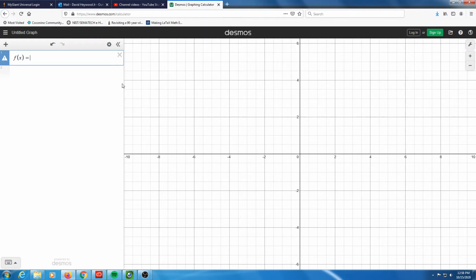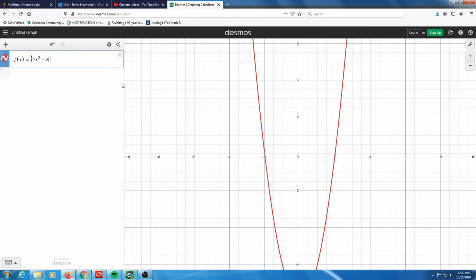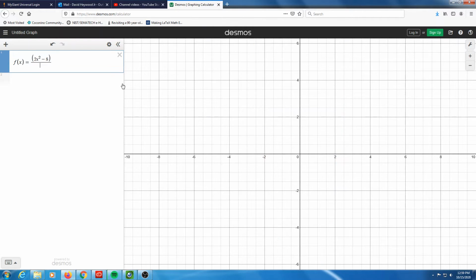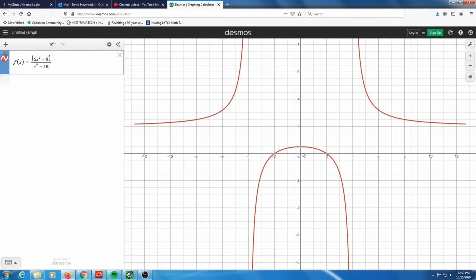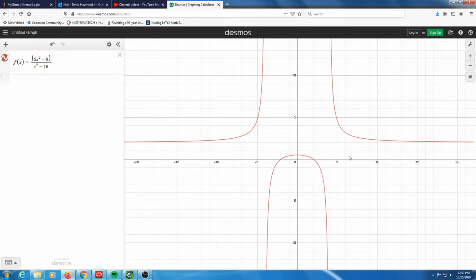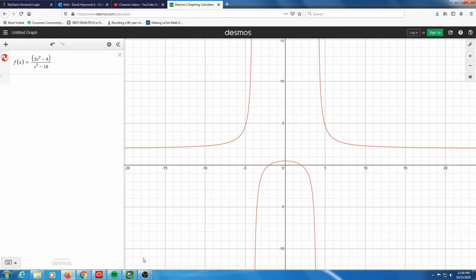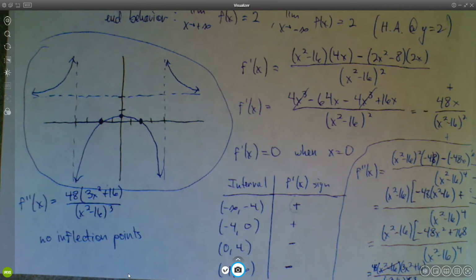So look at f of x equals, this was 2x squared minus 8, divided by x squared minus 16. And there you go, right? That's almost the exact picture that we drew. Okay, so that's that one. Let's move on.